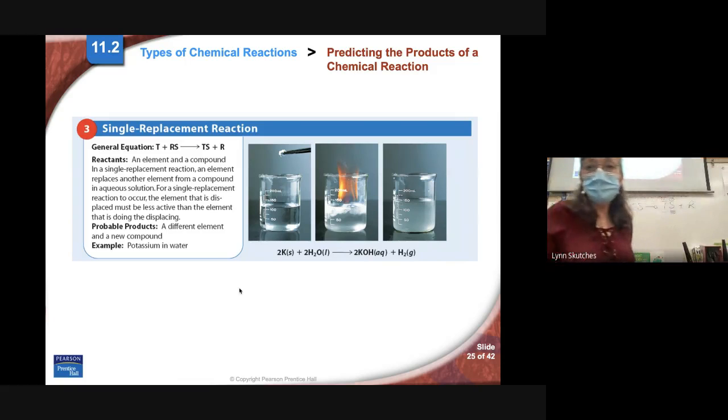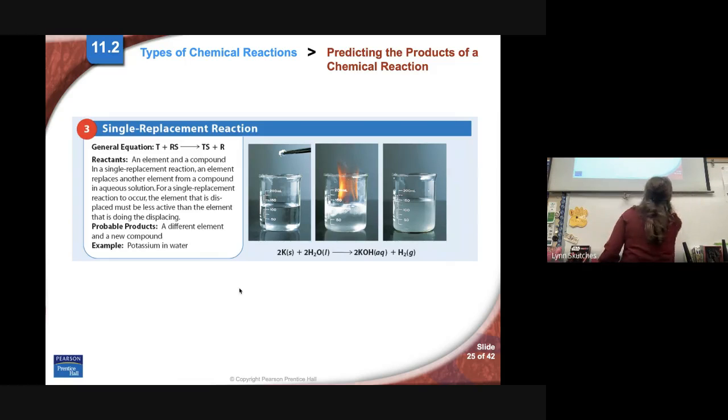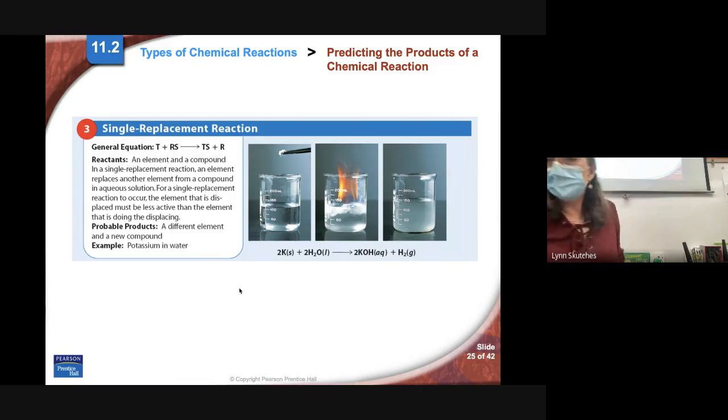I remember all the halogens are in order as on the periodic table. So in this case, we've got potassium. So let's just look at this real quick. The element potassium and water. And you've seen this reaction.